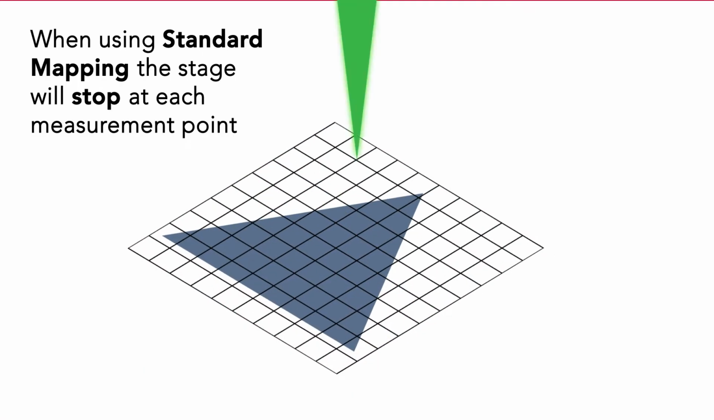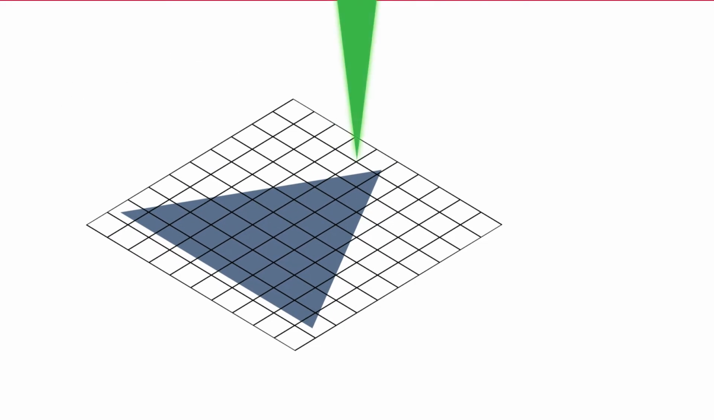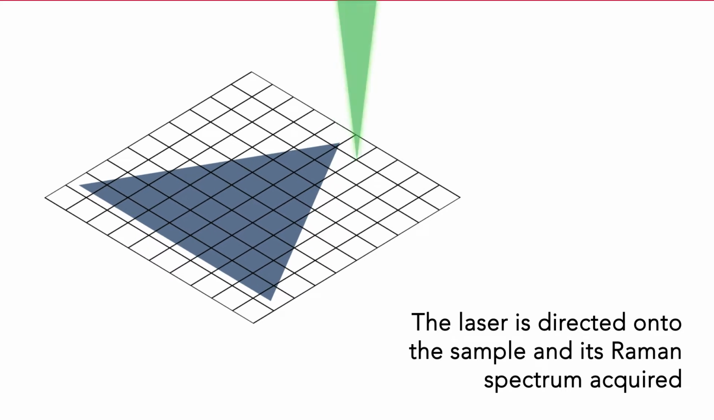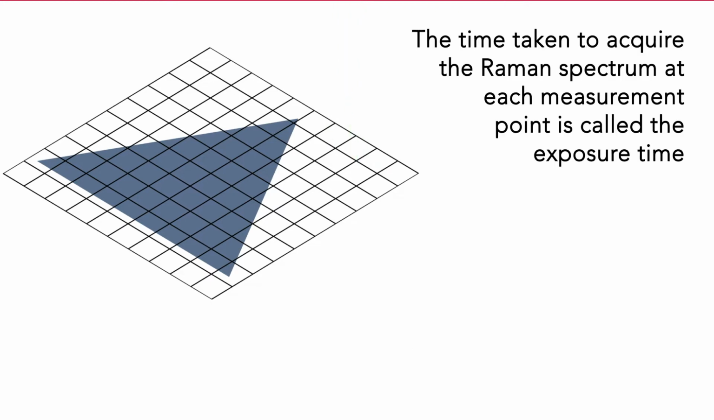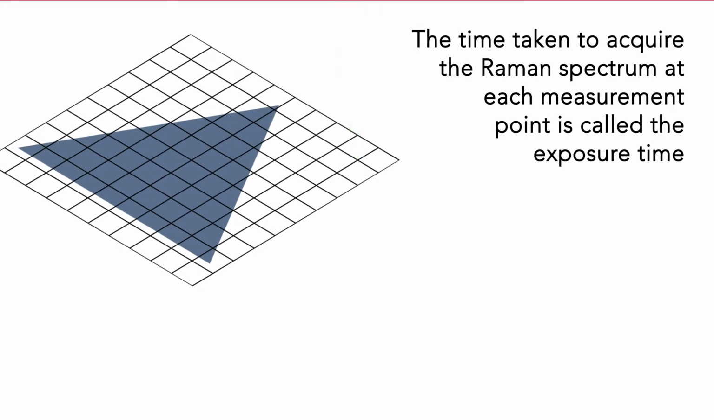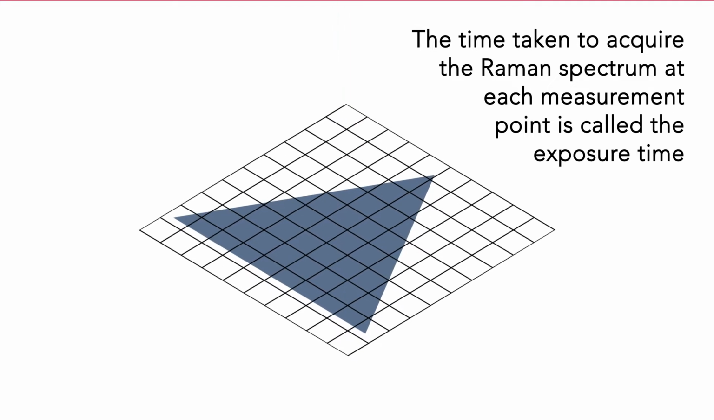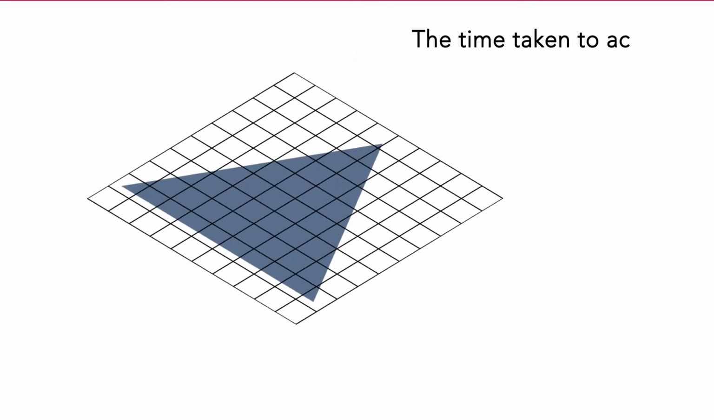Using standard mapping, the stage will stop at every measurement point defined by the user. The laser is directed onto the sample and its Raman spectrum is acquired. The total time the Raman spectra are acquired for, which means the time the laser is on the sample for at each measurement point, is termed the exposure time.